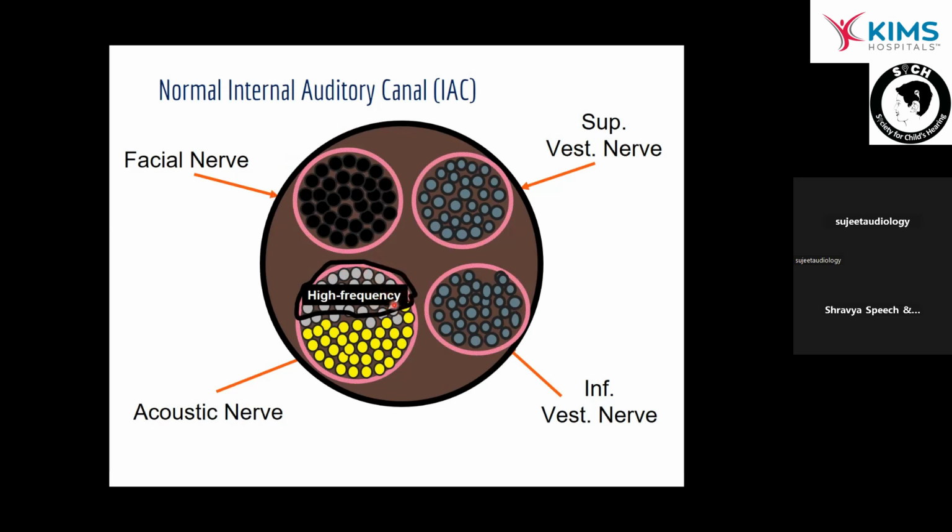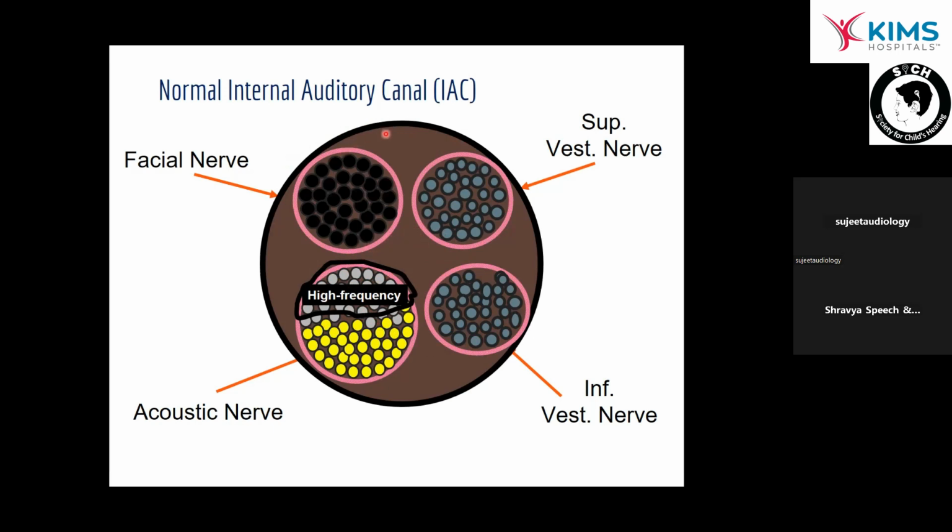Now, the importance of this canal is that suppose there is a growing tumor from here, from the auditory neurons. If the tumor is big, it can compress the acoustic nerve. It can also compress the vestibular nerve. It can also compress the facial nerve. Or if there is a tumor from the vestibular nerve, same thing will happen. It will compress the vestibular nerve, the facial nerve, and also the acoustic nerve.